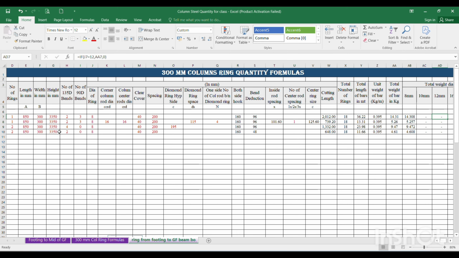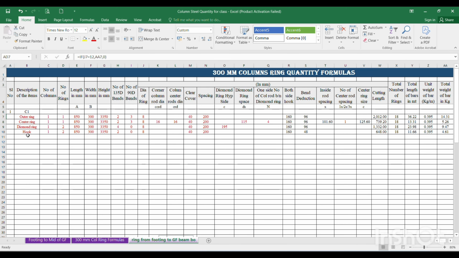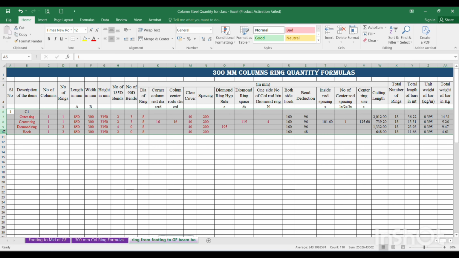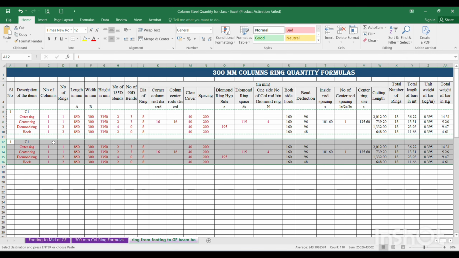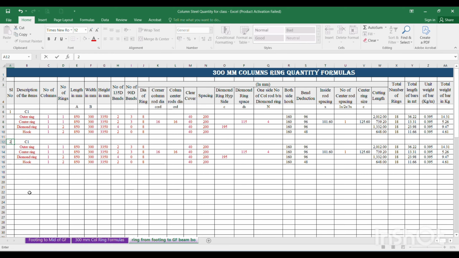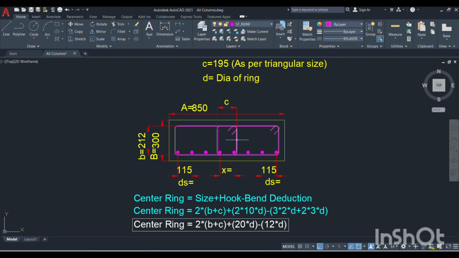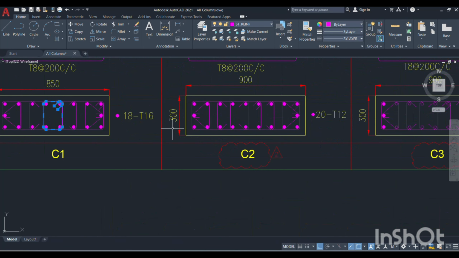After deleting, you come to the first serial number column, then copy all the C1 column rows, Control C, then insert this column by keeping one line below, change the serial number, and change the column name to C2. Then go to C2. What is C2 saying? Go to the C2 detail.